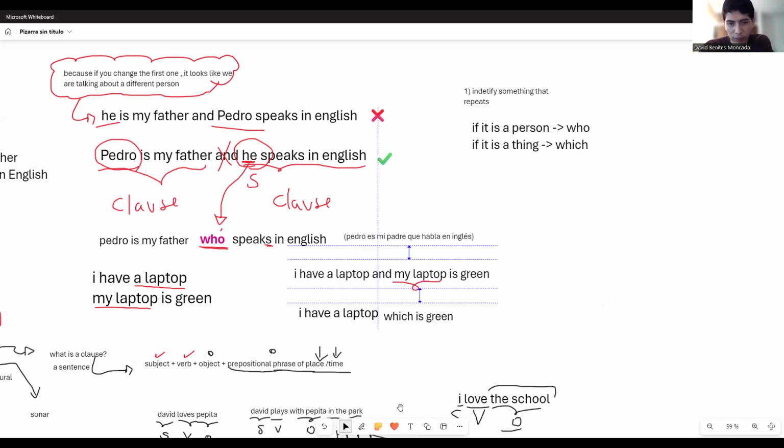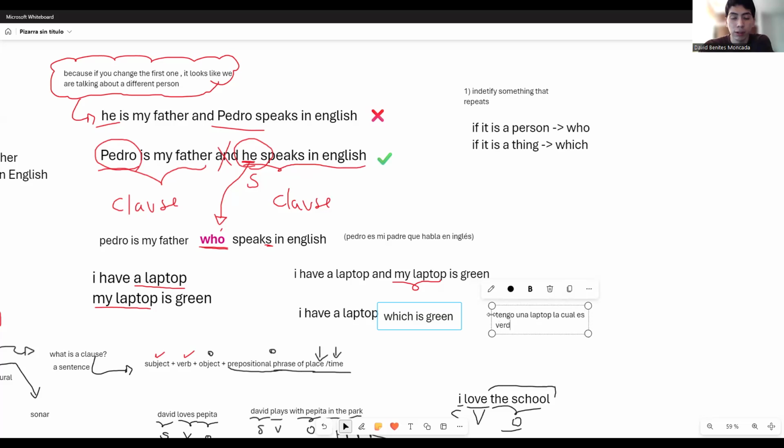If you want to translate it into Spanish, it would be similar. Did you understand? And again, I have the same question for you. Laptop. What is laptop? Subject. You see? And you also use which. When you have a subject here, you use who or which, right? Did you understand?